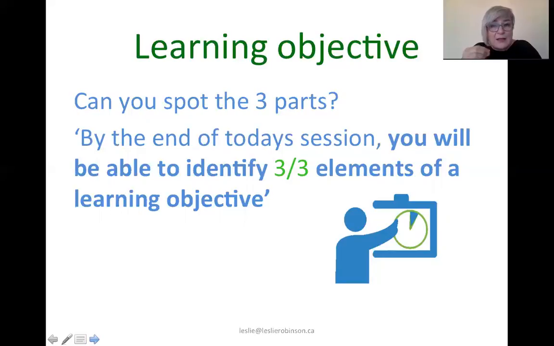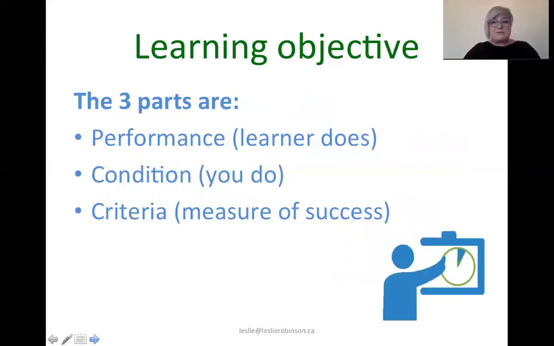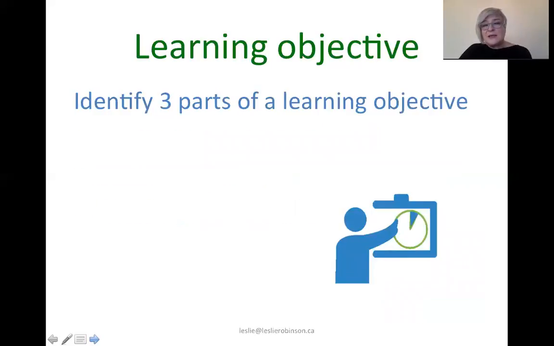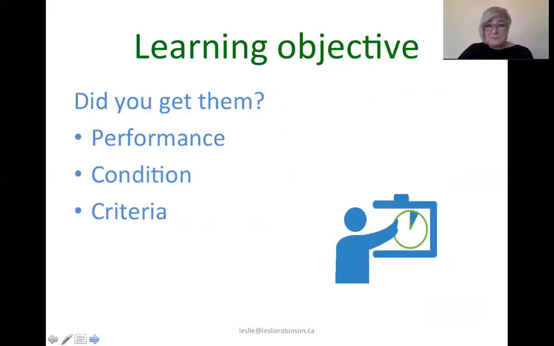You will get 3 out of 3 of these parts of a learning objective. So, again, the 3 parts are performance, condition, criteria. And that is what you were on the hook for. So now go for it. What are the 3? Identify the 3 parts of a learning objective. Just write it down, say them out loud. Talk to your plant. Did you get them? Performance, condition, criteria?